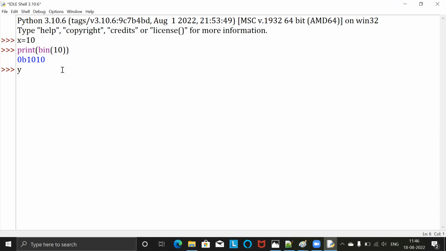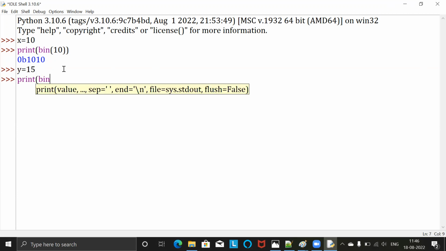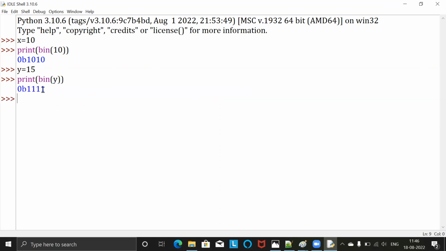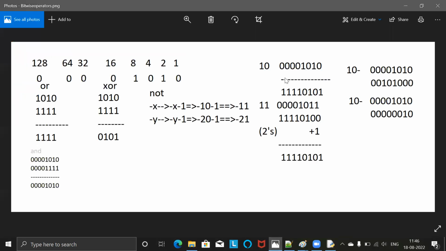Next I take y equal to 15 and print binary of y. This is the y value. Another way of learning how to convert numbers to binary form is this: binary numbers are always in 8 bits. First bit, second bit, third bit, fourth, fifth, sixth, seventh, and 128 is the eighth bit.